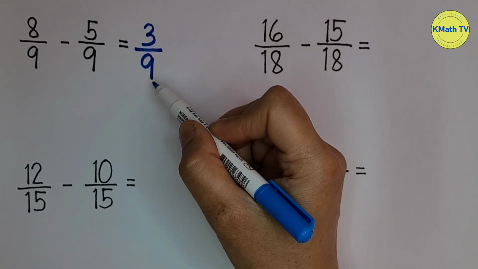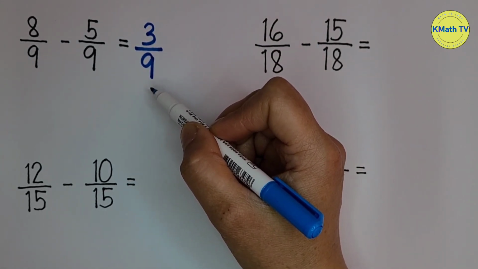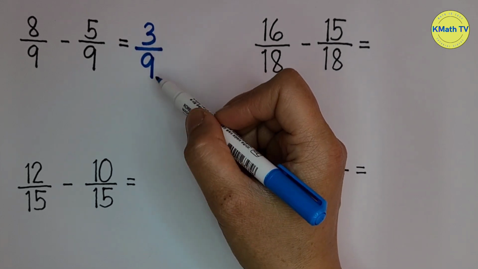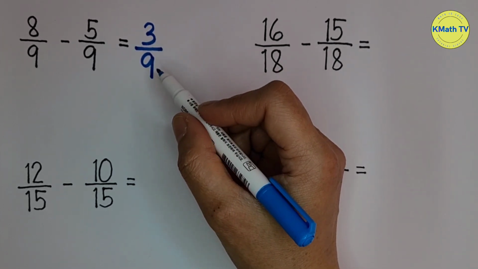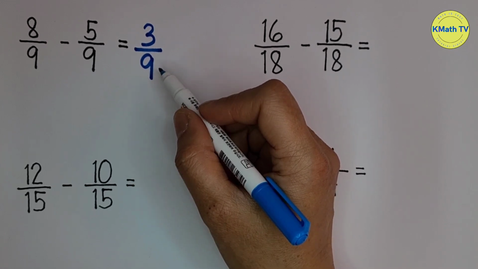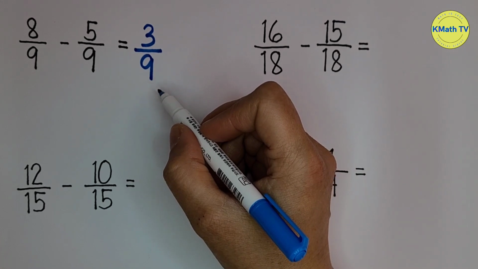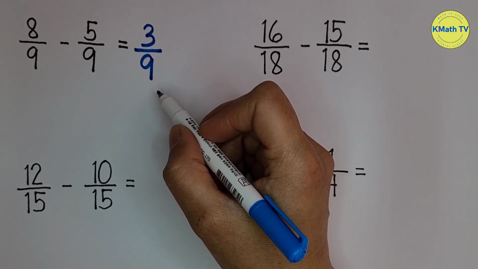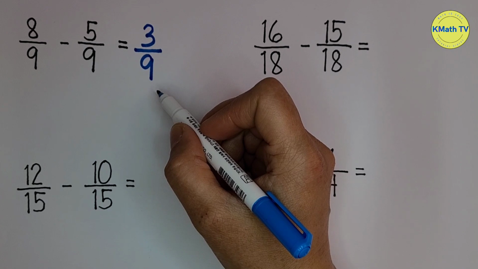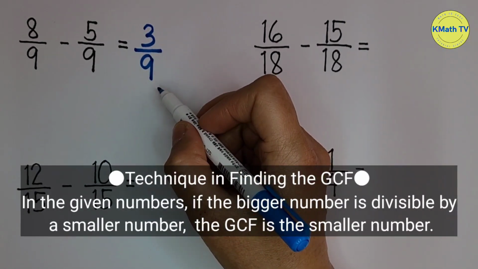The answer is 3/9. But we can still reduce this to lowest term because the numerator and the denominator have other common factor aside from 1. So, we need to get the GCF of 3 and 9 and divide them by their GCF to reduce this fraction to lowest term. To get the GCF, let's take a look at the numbers 3 and 9.